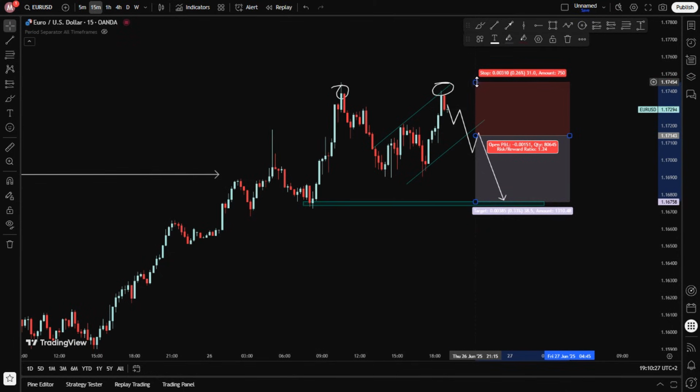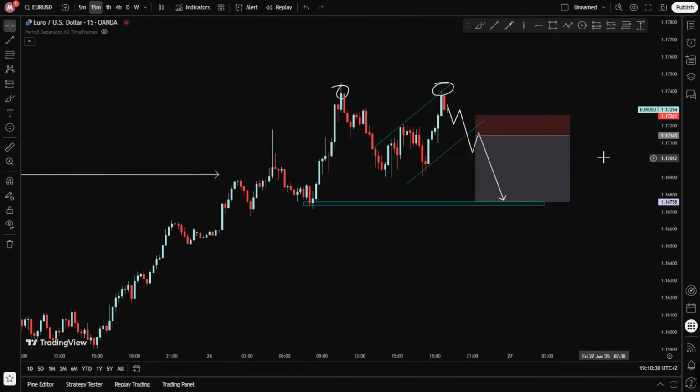So now it's a waiting game. Let's stay patient. Let's wait for price to show its hand. And when the structure is clear, then we strike.